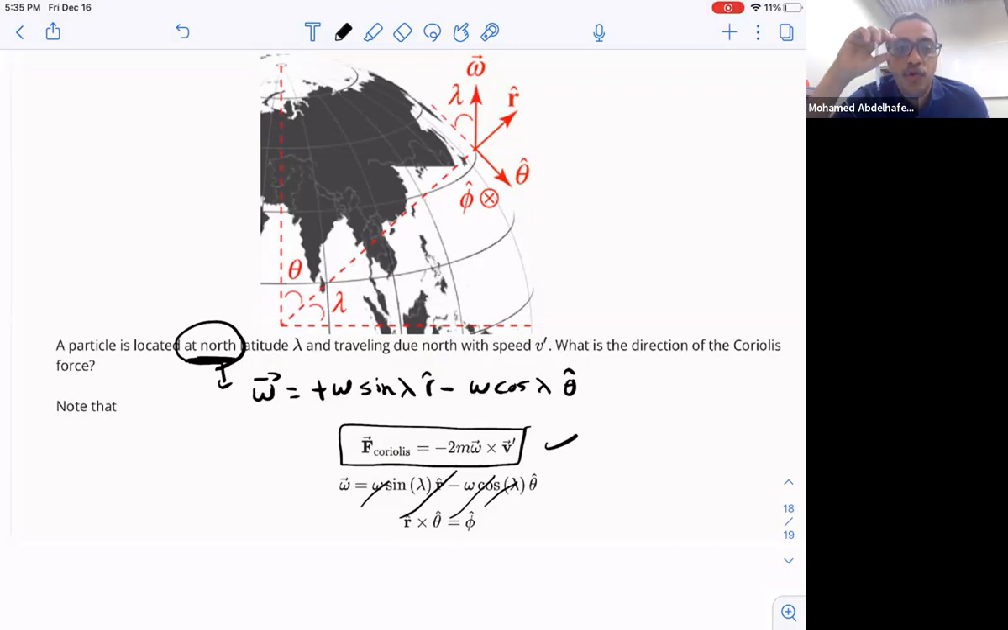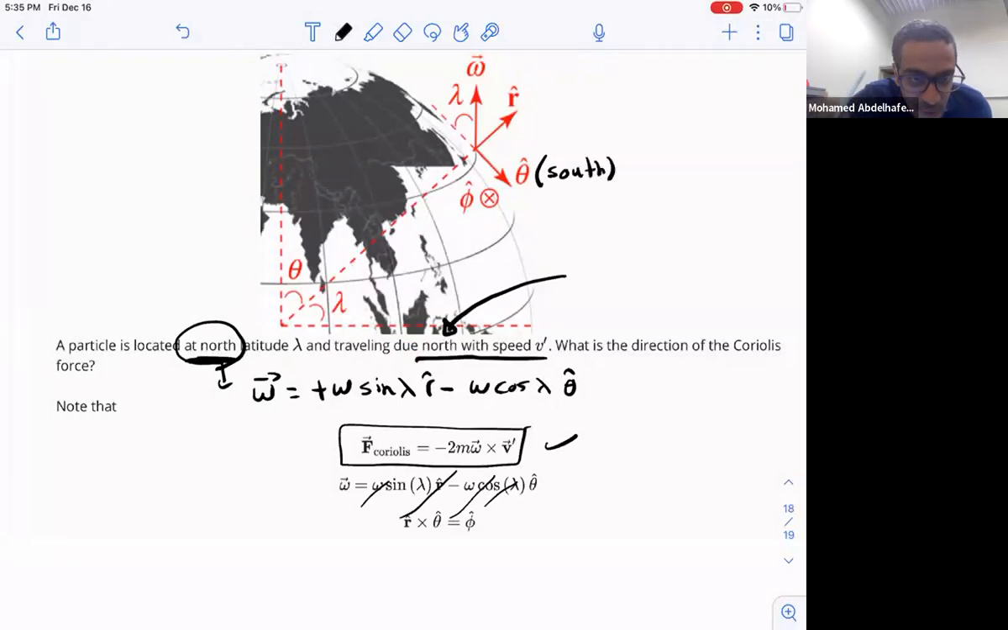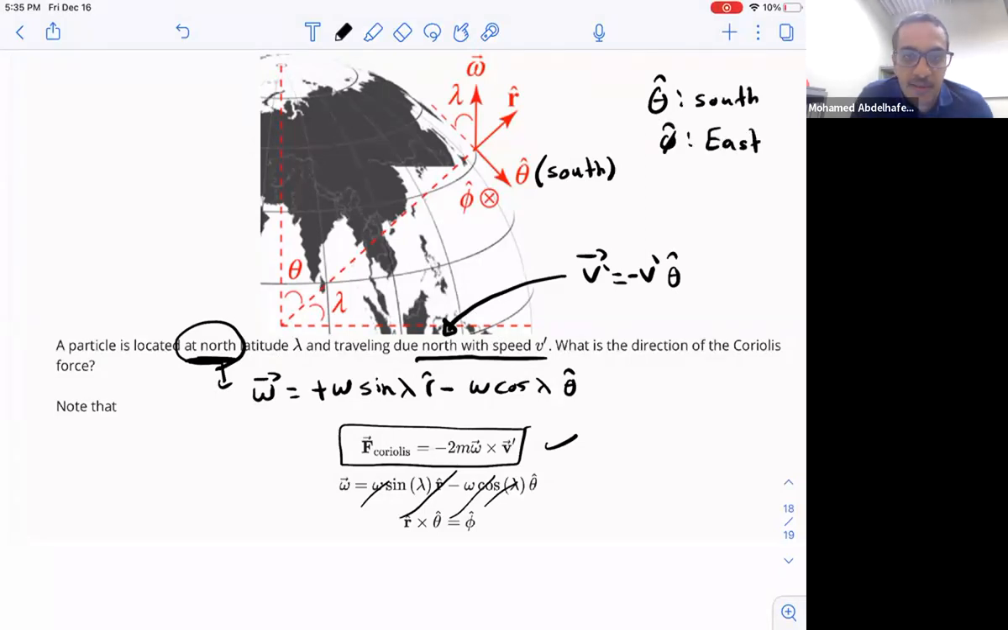Then you're traveling due north with v prime. You need to translate north. What is north? Well, theta hat is south. Look at theta hat, south, right? So when you say north, it is negative theta hat. So you should translate this into v prime, some v prime, negative theta hat, because north is negative theta hat. You need to be able to translate that. Again, I'm saying theta hat is south and phi hat is east. That's what you need to figure out. Then the other way is negative. North is negative theta hat, west is negative phi hat.